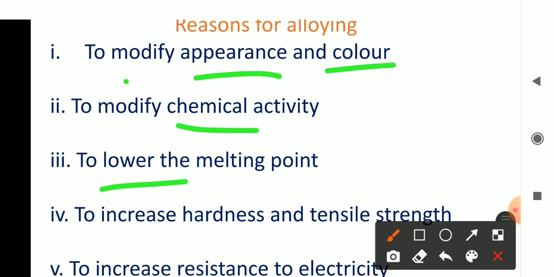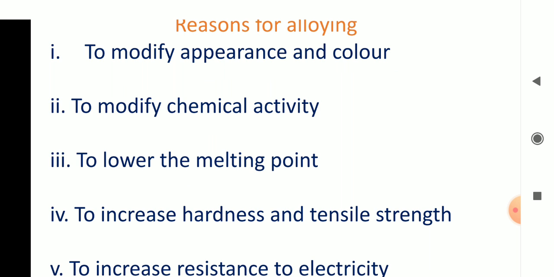And fourth reason is to increase the hardness and tensile strength. When a metal is converted into alloy, what is increased? Hardness is increased, as well as tensile strength. Then the final reason is to increase the resistance to electricity. Metals are good conductors of electricity, whereas alloys are poor conductors of electricity. So when metal is alloyed, what happens? They become resistant towards electricity. So these are the 5 reasons for which we convert a metal into alloy.